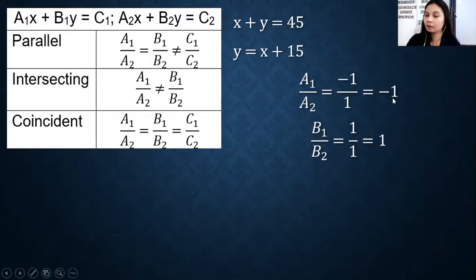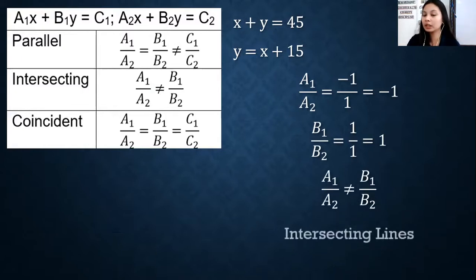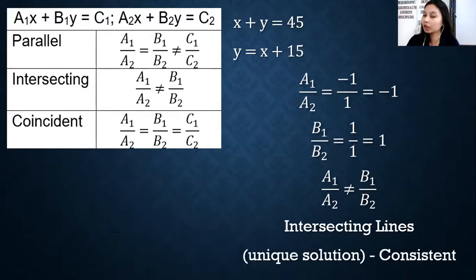And then, dito pa lang, nakita ko na negative 1 and positive 1 is not equal. Okay? Or we can say that a sub 1 over a sub 2 is not equal to b sub 1 over b sub 2. Okay? Ayan siya. So, therefore, it is an intersecting lines. It has a unique solution and it is consistent. Okay? So, ganun lang siya.